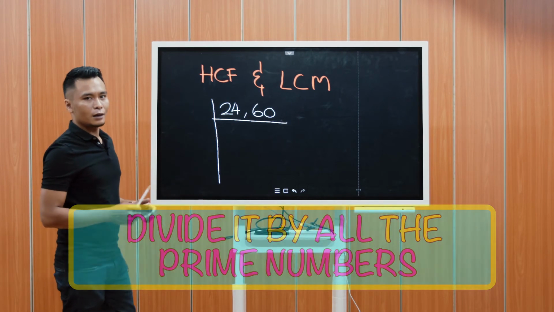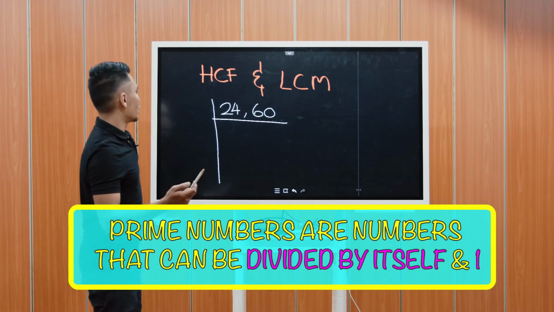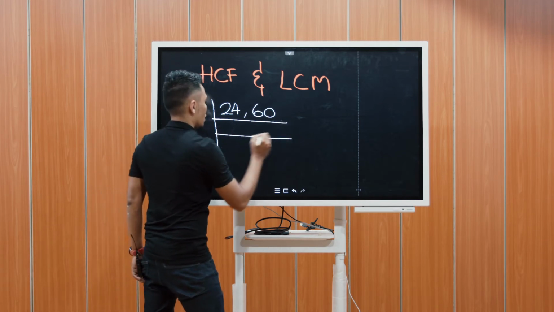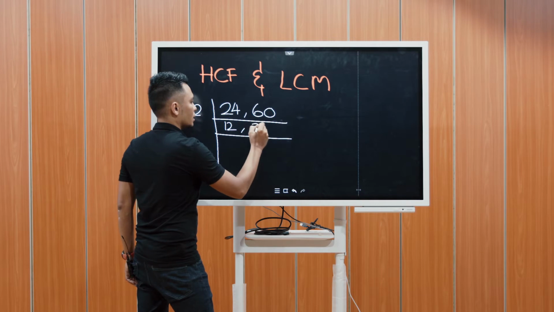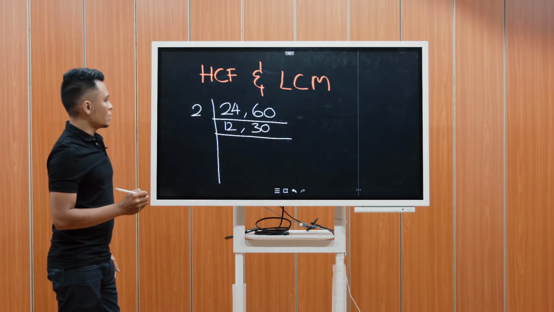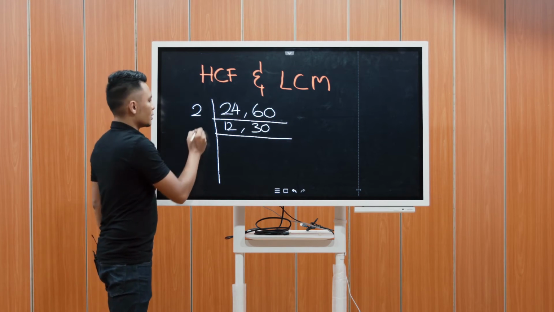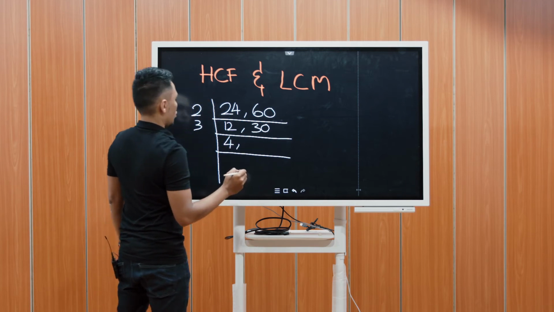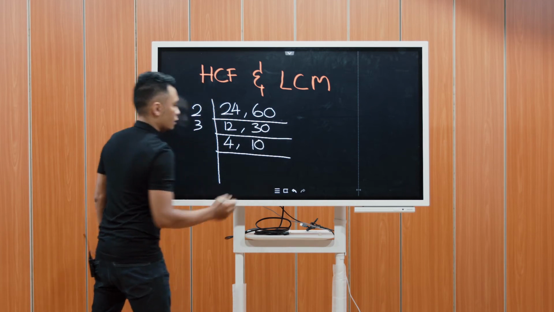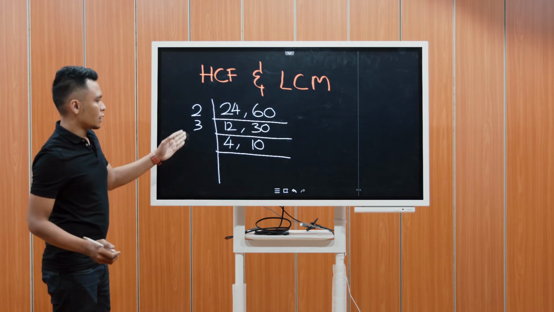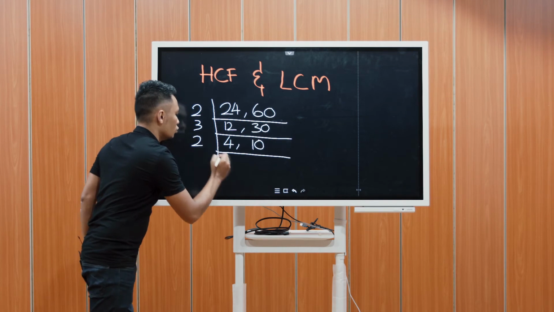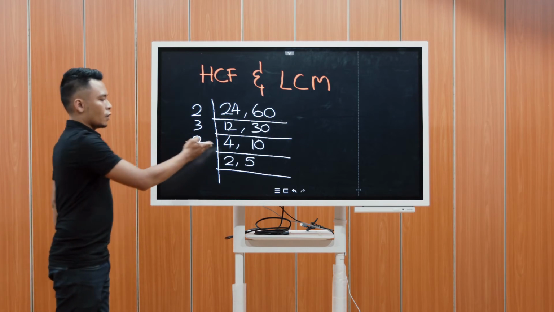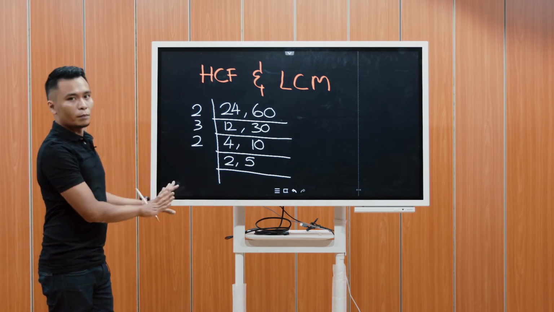Prime numbers are numbers that can be divided only by itself and the number 1. First, I divide it by 2. What do I get? I will get 12. I will get 30. Next one, I will divide it by 3. When I divide by 3, I will get 4, and I will get 10. Is there any more common number that I can divide? I can divide by 2, right? Divide by 2. I will get 2, and I will get 5. Okay? When there are no other common factors, we'll stop there.